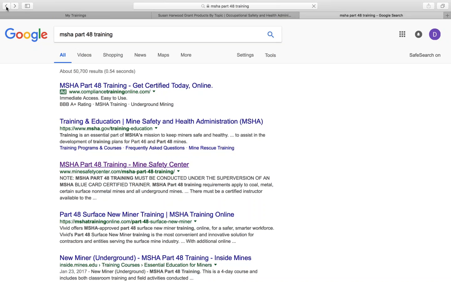HAZWOPER is actually part of RCRA, the Resource Conservation Recovery Act. And part of that standard was talking about employee training and health and safety of the public, and that's where the 1910.120 hazardous waste operations and hazardous materials standard came from. Okay, so just so you know.